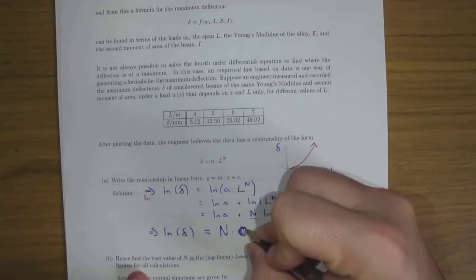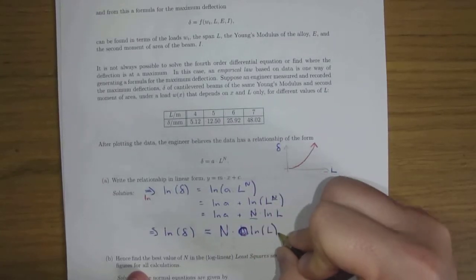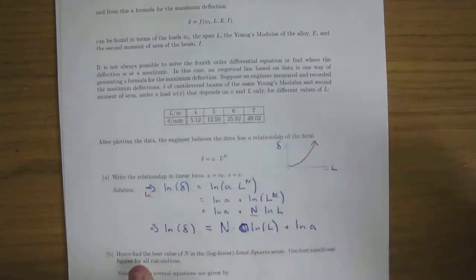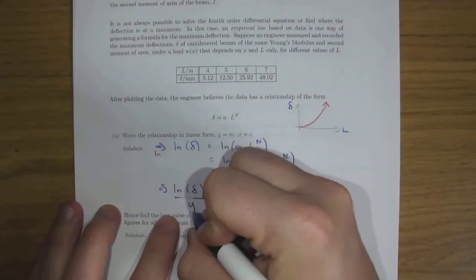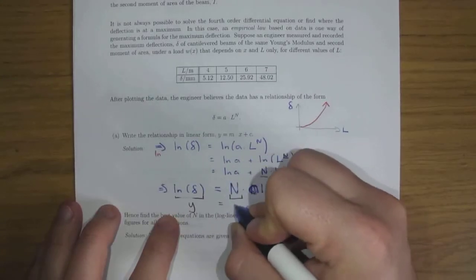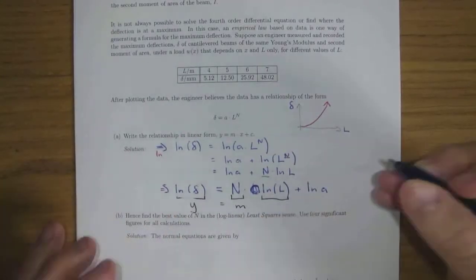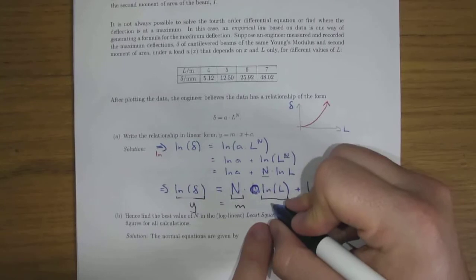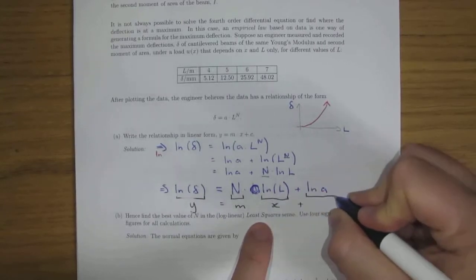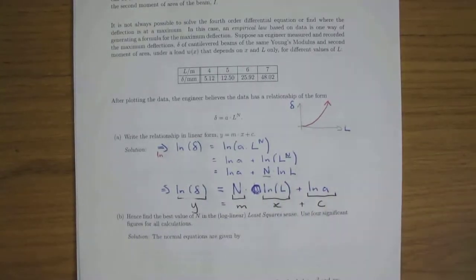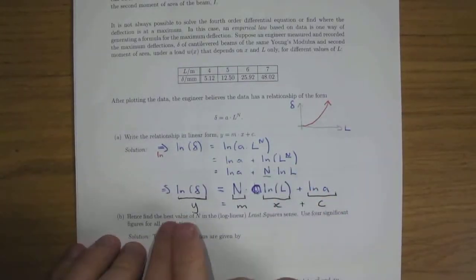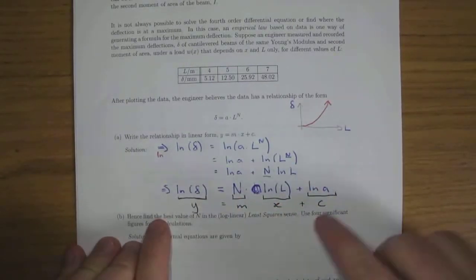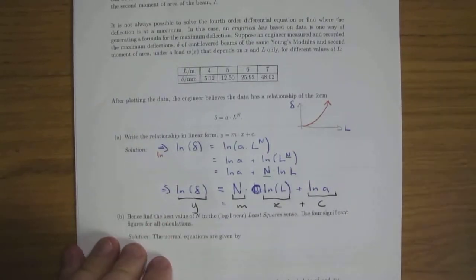Oh, sorry, this should be log of L plus log of A. So this is y equals m, the x is log of L, plus the c is this. Okay, that's part one done, and we're on our way. So the hope would be if you actually plotted log of delta versus log of L, you get a straight line, and that's something we can deal with.